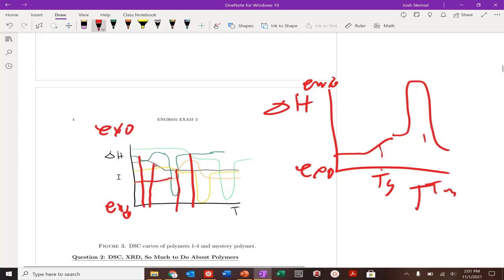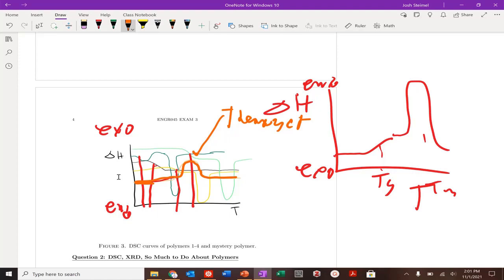This curve here, this orange one, let's shift it. This orange one looks like this. This has an exo curve. I don't have any melting. I think that this is a thermoset polymer, so it's curing. This could also be, again, a crystalline material, but I don't see the Tg. But again, that might not be a good answer.